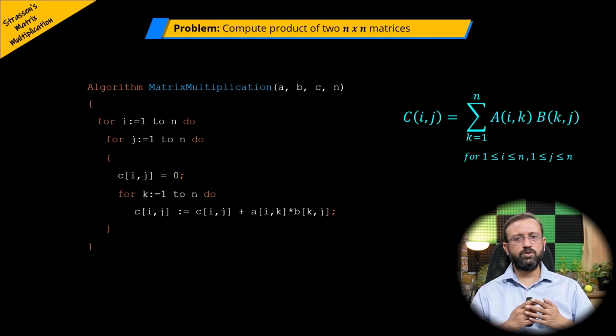This algorithm uses three nested for loops. Each for loop performs iterations n plus 1 times. Therefore, the statements to compute the product of matrix A and B and store the result in C will be executed n cubed times. Therefore, the overall time complexity of this algorithm will be O of n cubed.